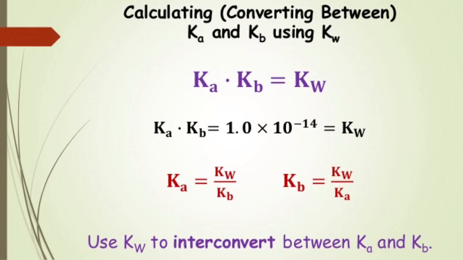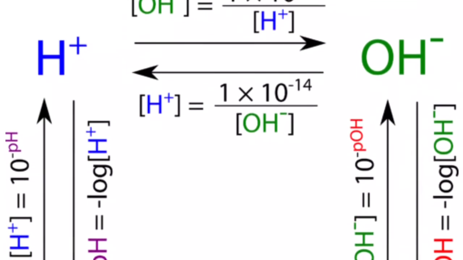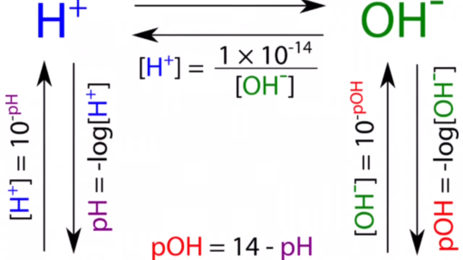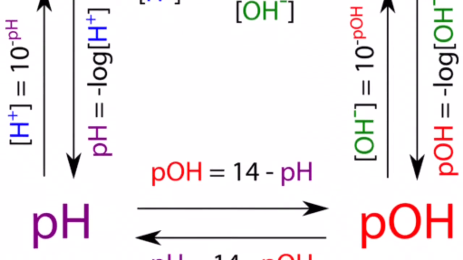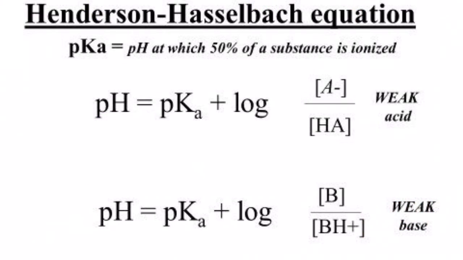Kw is a solution. The letter p stands for negative log base 10. And pH equals pKa plus the log of A minus over HA. Always use this concept for buffers, so I get to pass chemistry.